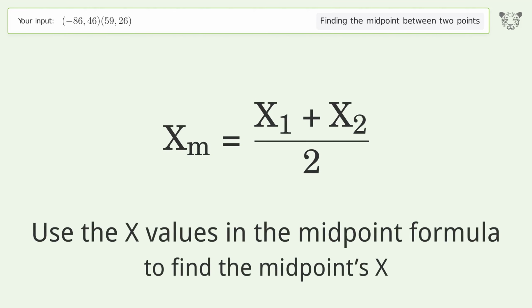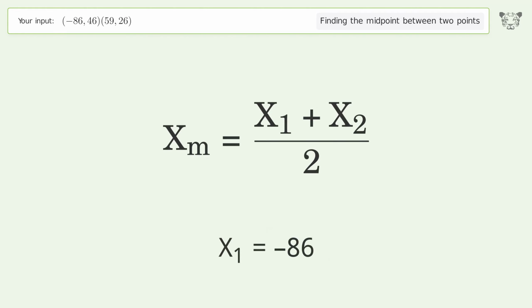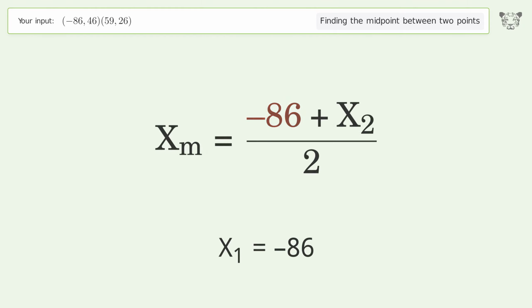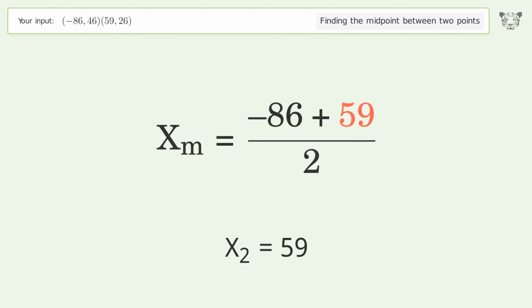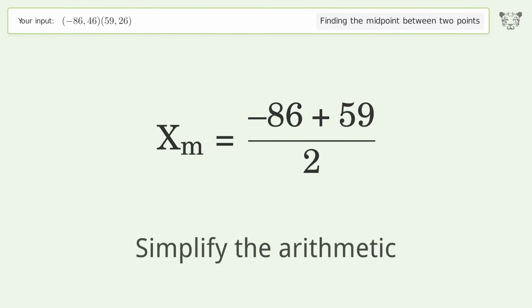Use the x values in the midpoint formula to find the midpoint's x. x1 equals negative 86. x2 equals 59. Simplify the arithmetic.